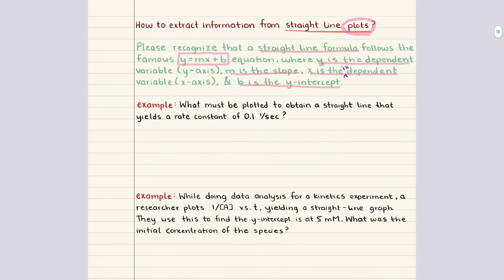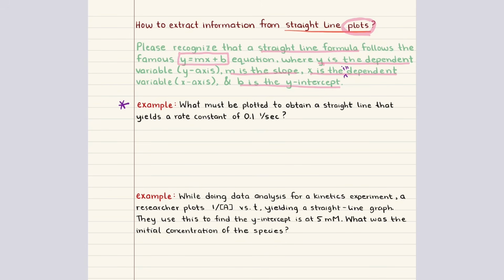Once the data form a straight line, the slope is going to directly correspond to the rate constant k, either as positive or negative k, depending on the reaction order. Let's walk through a couple of examples.